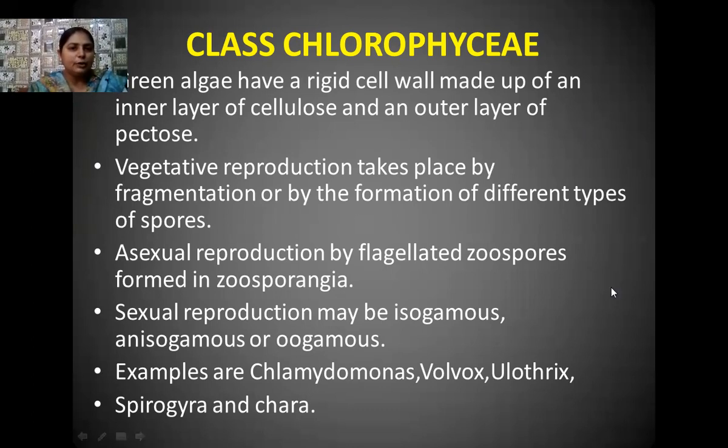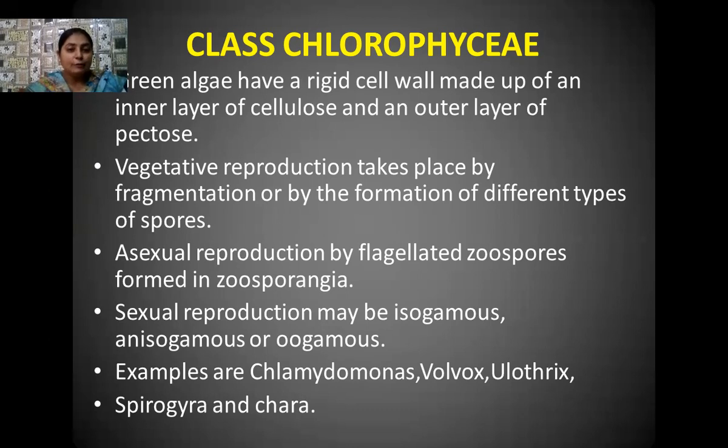And if we want to tell you about the asexual method of reproduction, here asexual reproduction takes place by flagellated zoospores, and these flagellated zoospores are formed in special types of structures known as zoosporangia. And regarding sexual reproduction, it may be isogamous, anisogamous, or oogamous. I have explained all three types of sexual reproduction to you. Now it is well comprehended by you.